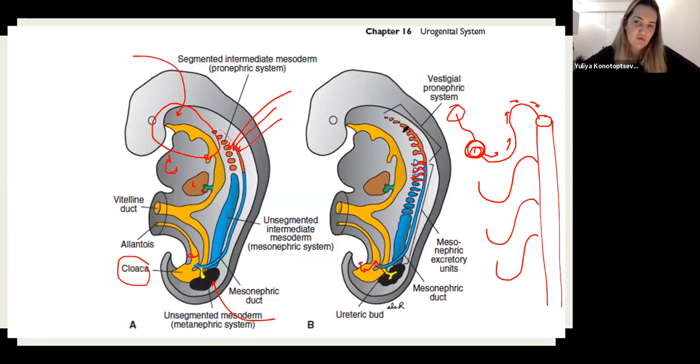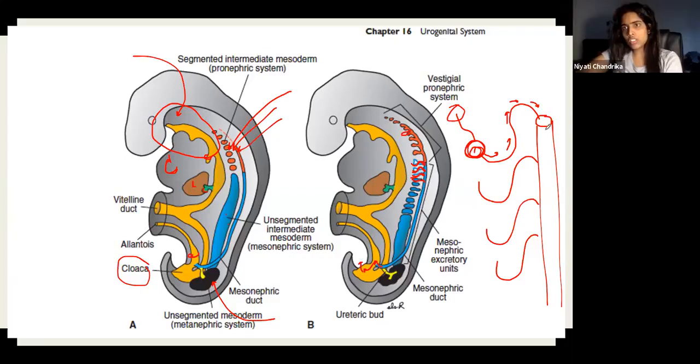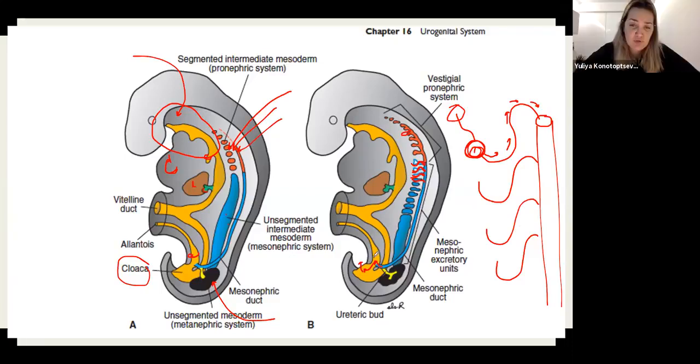They appear in the beginning of the 4th week. At the end of the 4th week, they're disappearing. What is 1 week in an embryo's life? It's nothing, okay? So that's why in our book, they are non-functional. Okay, so this mesonephric duct, where does it open up? Urogenital sinus. Into the urogenital sinus, which is your future bladder.